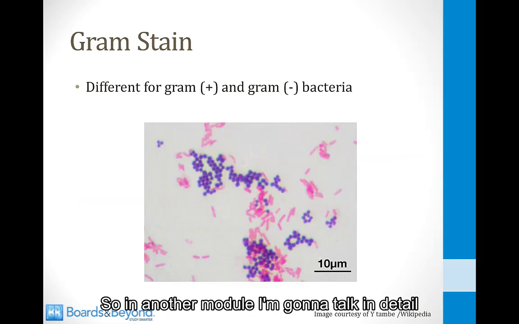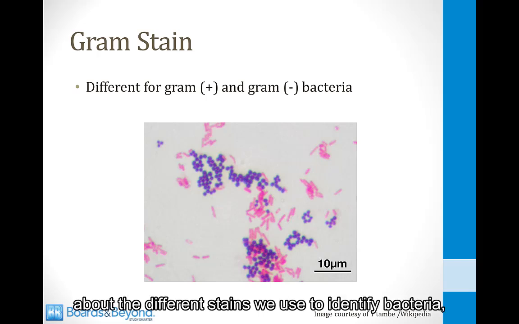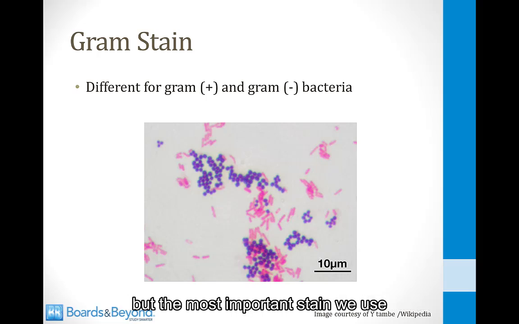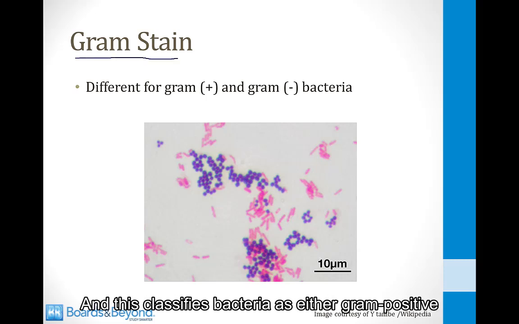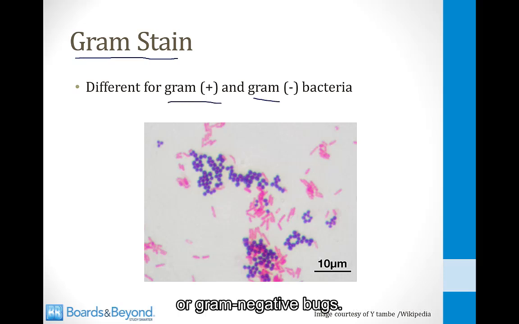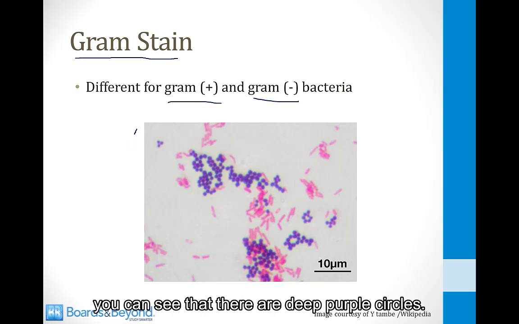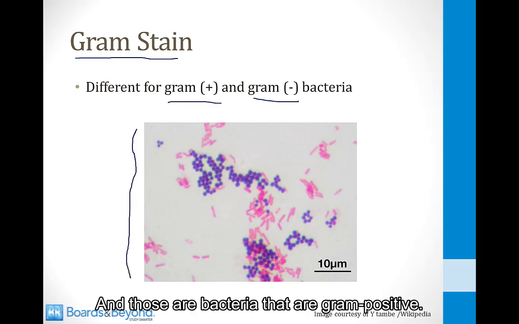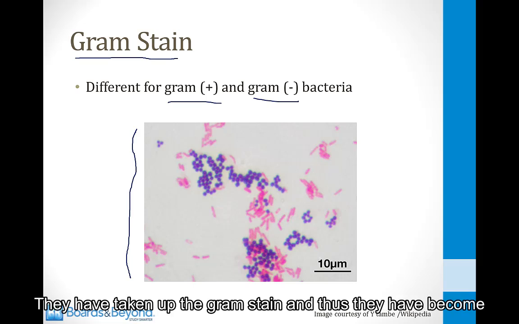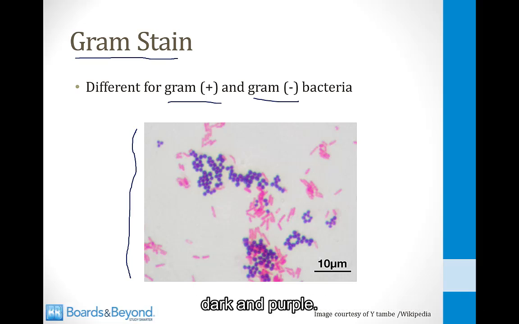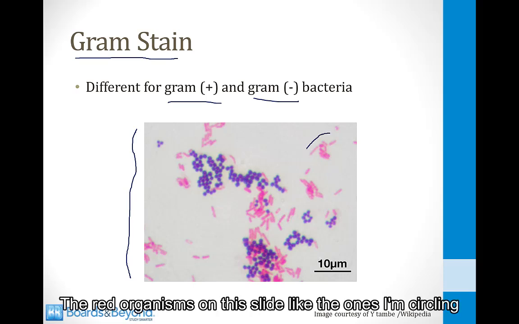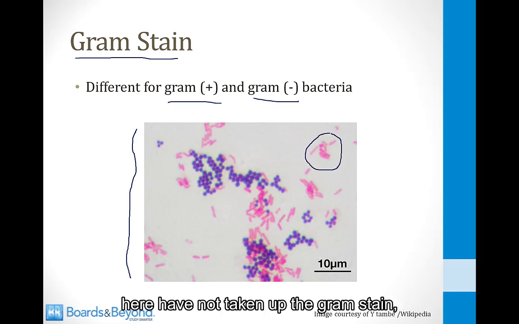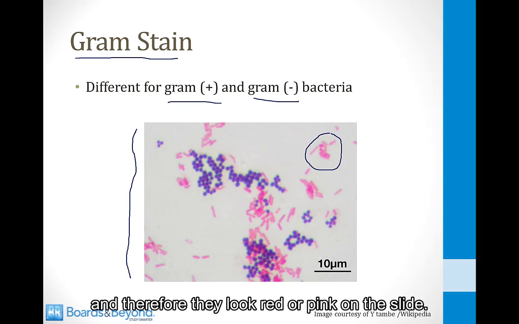So in another module, I'm going to talk in detail about the different stains we use to identify bacteria, but the most important stain we use is called the Gram stain. And this classifies bacteria as either gram-positive or gram-negative bugs. And if you look at this slide right here, you can see that there are deep purple circles, and those are bacteria that are gram-positive. They have taken up the Gram stain, and thus they have become dark and purple. The red organisms on this slide, like the ones I'm circling here, have not taken up the Gram stain, and therefore they look red or pink on the slide.